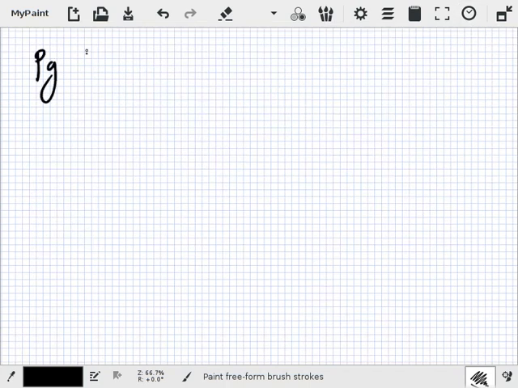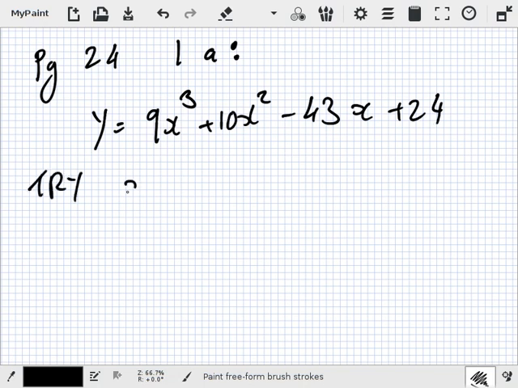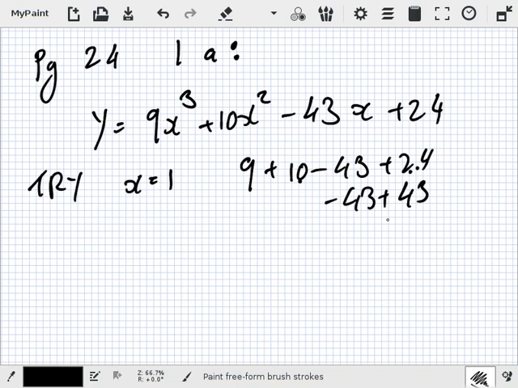Page 24, 1A. So you have y equals 9x cubed plus 10x squared minus 43x plus 24. I think x equals 1 could be a solution. Let's try this. Try x equals 1. So then you'll get 9 plus 10 minus 43 plus 24. So that's 19 and 24, it's 43. Minus 43 plus 43. So therefore, x equals 1 is a root.